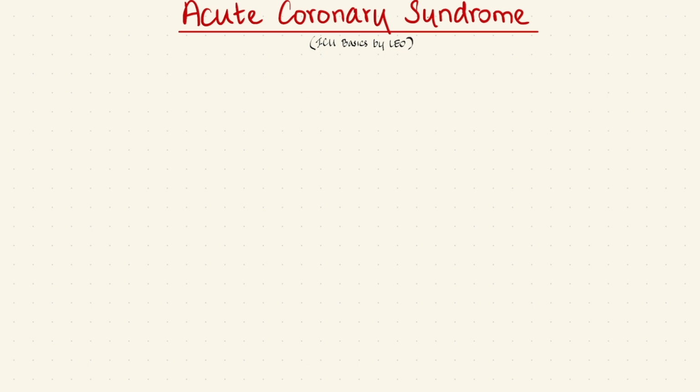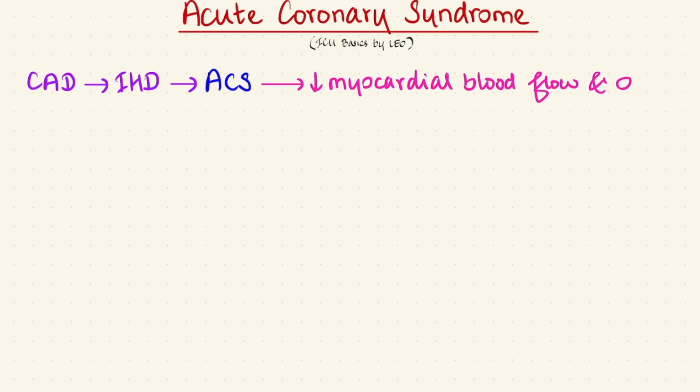Hope you're well. In this video, I would like to discuss classification, pathophysiology, and diagnosis of acute coronary syndrome. Acute coronary syndrome, ACS, is the serious acute presentation of ischemic heart disease, which is caused by coronary artery disease, compromising the blood flow and oxygenation of myocardial cells, leading to acute myocardial dysfunction, acute myocardial ischemia, or infarction.